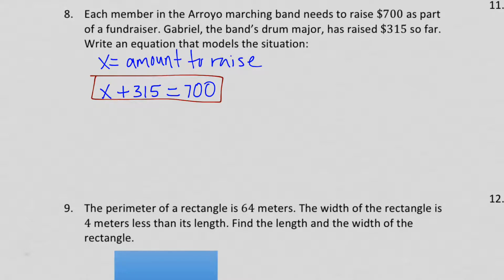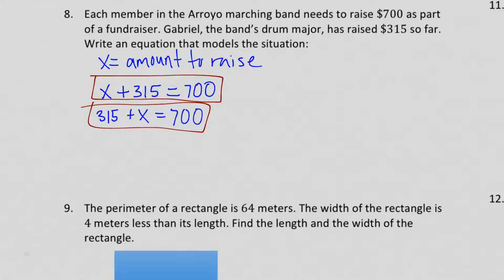There's another equation you could write. We know how much he has, we are trying to figure out how much he needs to raise, and we know how much total he needs, 700. It's the same equation, but it also works for this situation. There should be others. You should be thinking of other ways to write this equation.